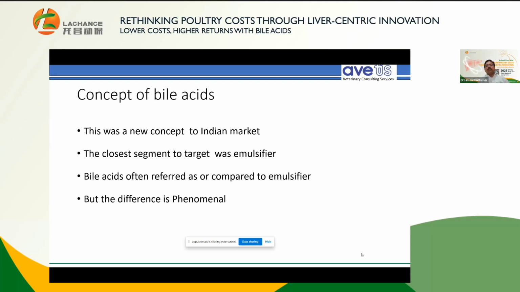The closest segment for the product was emulsifier, because if you go to the customer where the product would be sold, there should ultimately be a certain category. But the moment you compare the product with an emulsifier in terms of pricing, there is no comparison. Hence, that is also challenging. But then the differentiation comes into force, and the difference is indeed phenomenal.